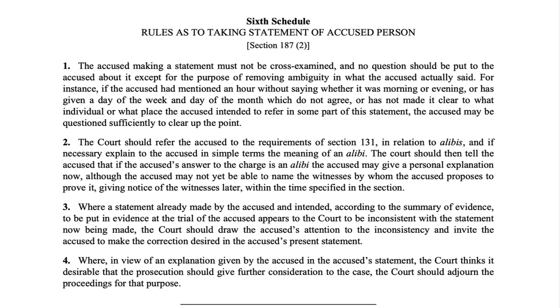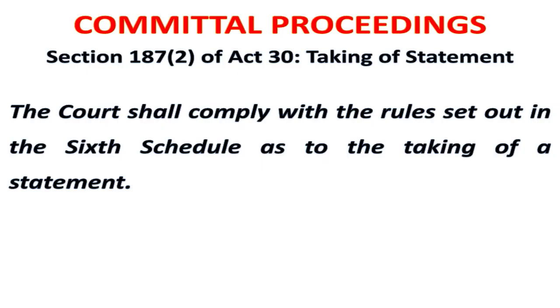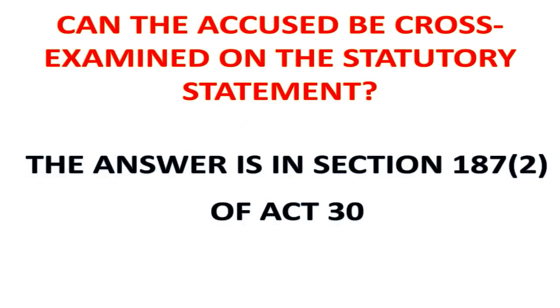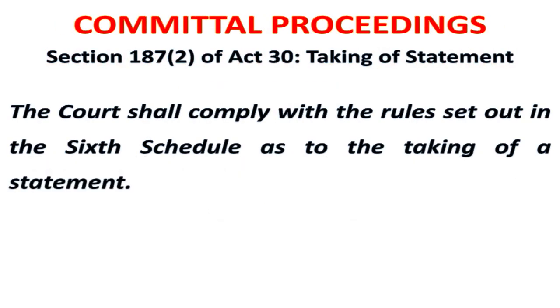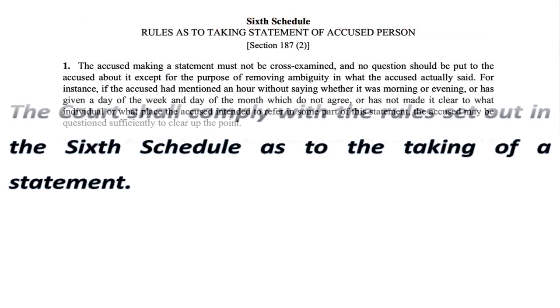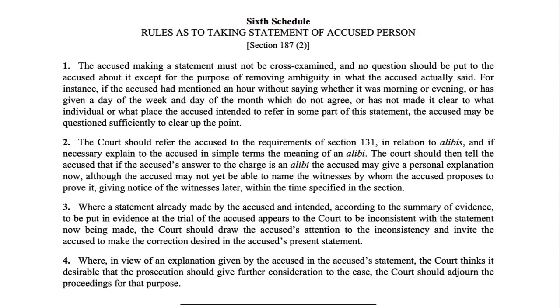Remember I told you the end goal of this criminal trial is a severe punishment. So we want to afford the accused every opportunity in the trial process. You realize that I asked the question, can the accused be cross-examined on the statutory statement? And I mentioned that the answer is in section 187, subsection 2. When we went there, we were directed to the sixth schedule. And when you go to the sixth schedule, we are told that the accused must not be cross-examined.